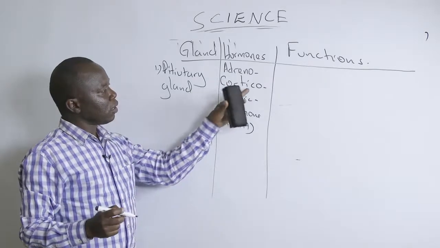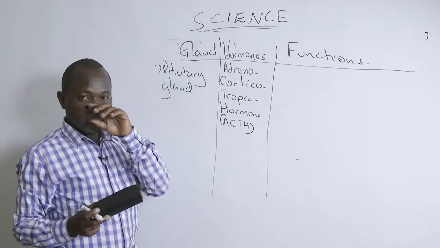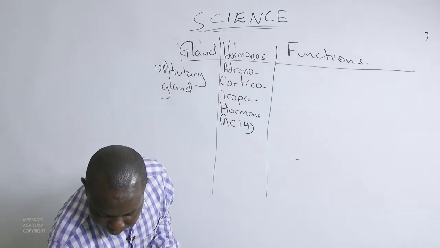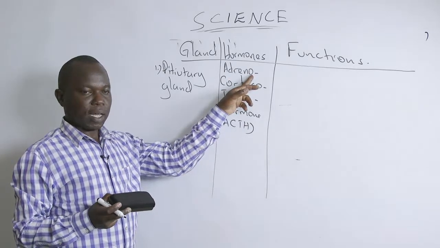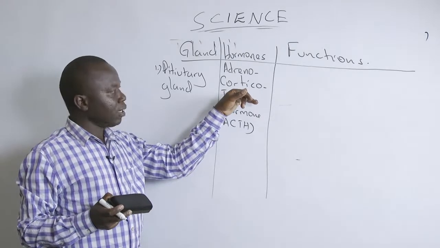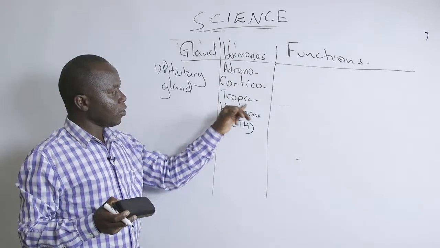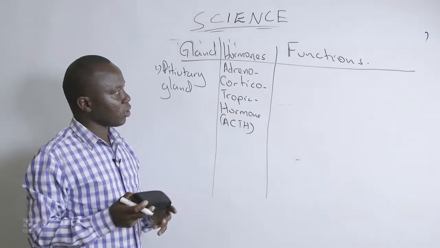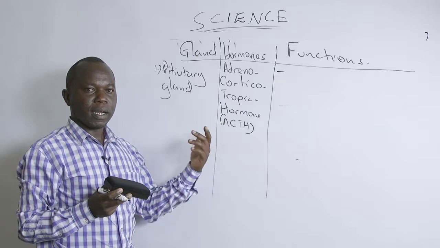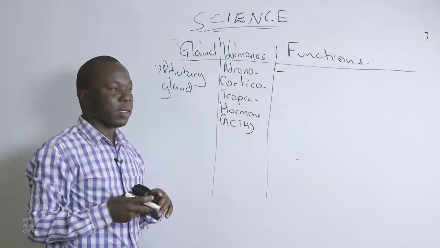A for adrenal, C for cortical, T for tropic, and H for hormone. So the name of the hormone itself can help us identify the target organ. Adrenal gland is just found above the kidney. But the part of the adrenal gland that will be stimulated is the cortex, the word cortical. Then tropic means the upper part, and then hormones. So the major function of adrenocortical tropic hormone is that it stimulates the adrenal gland to secrete other hormones, two of them, aldosterone and cortisol hormone.